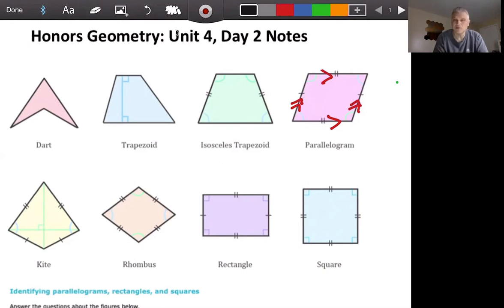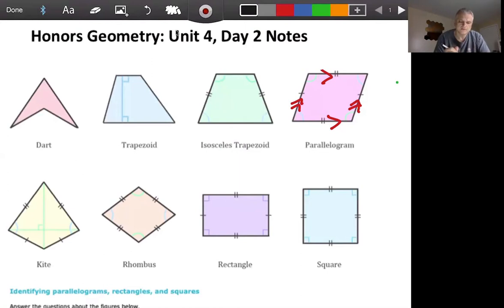And what type of a parallelogram would that be? That would be this guy, a rhombus. Rhombus simply has four congruent sides. It is a parallelogram. Okay? It is a parallelogram. It's a special type of a parallelogram. So every rhombus is a parallelogram, but only a parallelogram that has four congruent sides will be a rhombus.